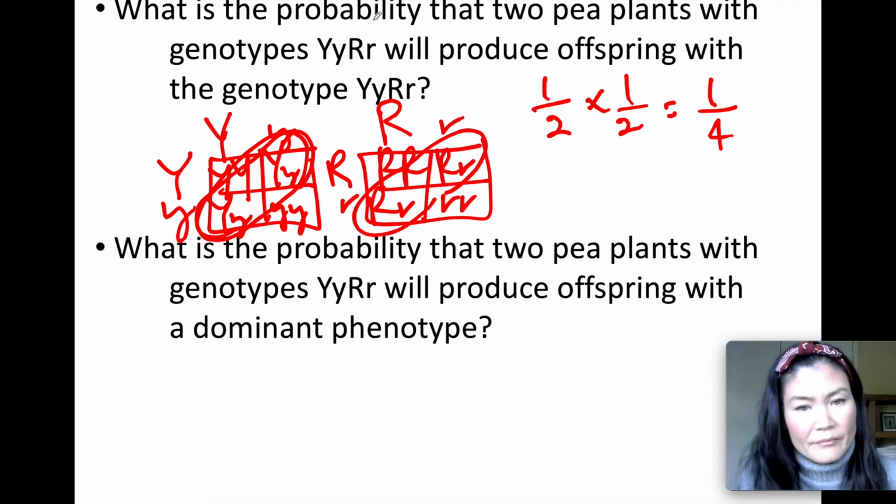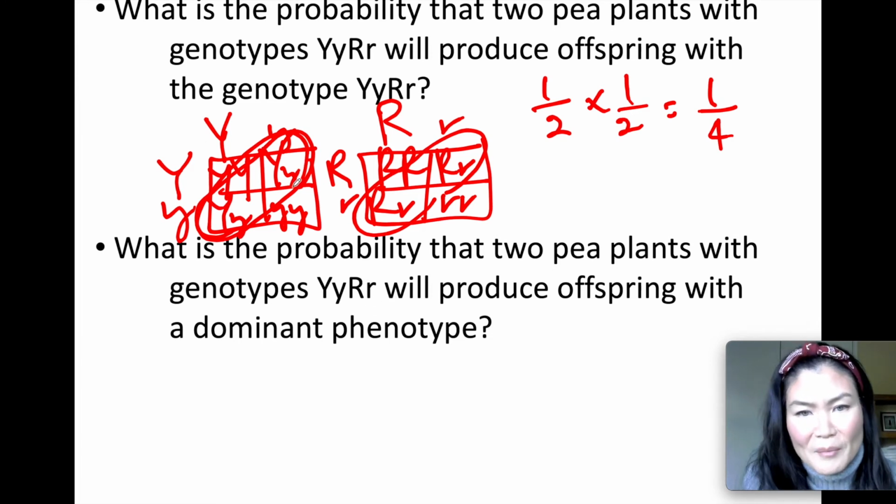Okay. What is the probability that 2 pea plants with genotypes big Y, little y, big R, little r will produce offspring with a dominant phenotype? Okay. I am not going to redo the Punnett squares, but take a look at the ones above. Which ones have a dominant phenotype? If I look here, it's 3 out of 4, right? 3 out of 4 show the dominant phenotype. 3 out of the 4 have a big Y, so they have the dominant phenotype. So it's going to be 3/4.